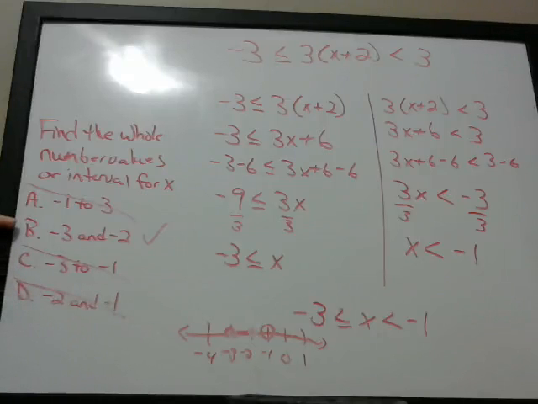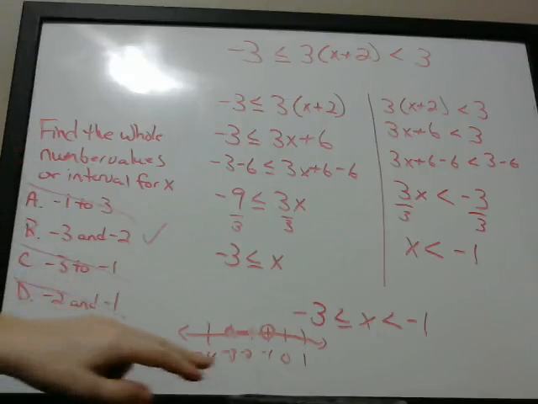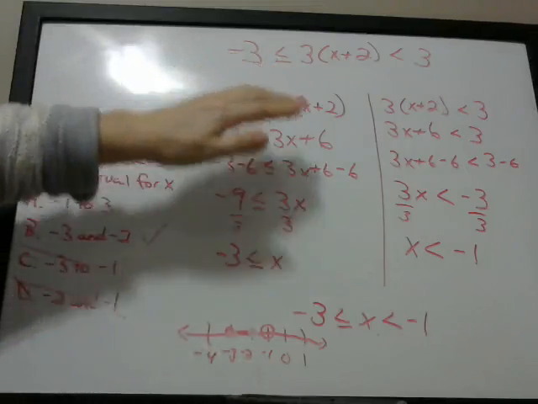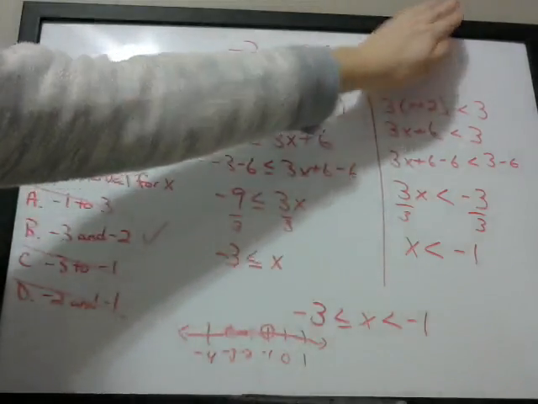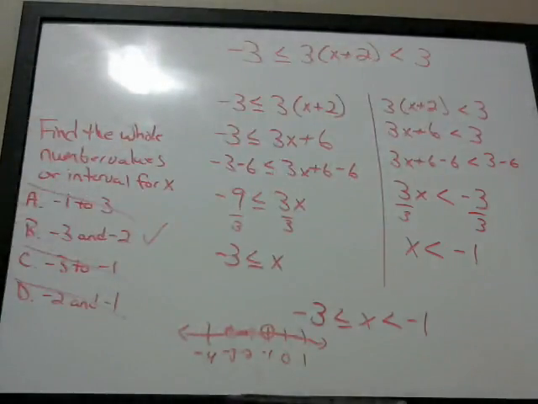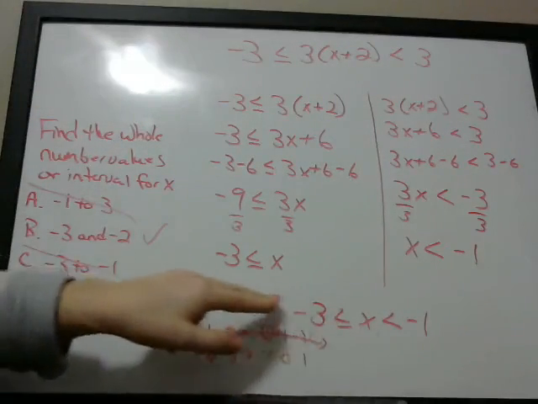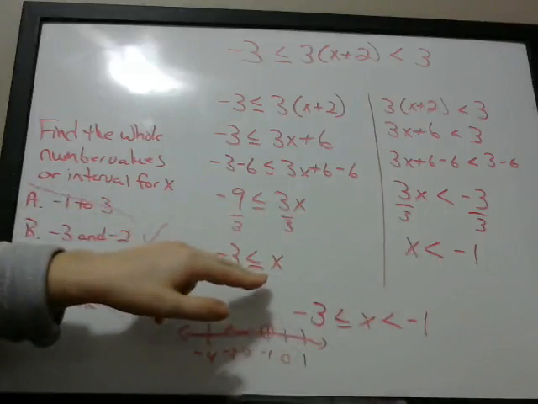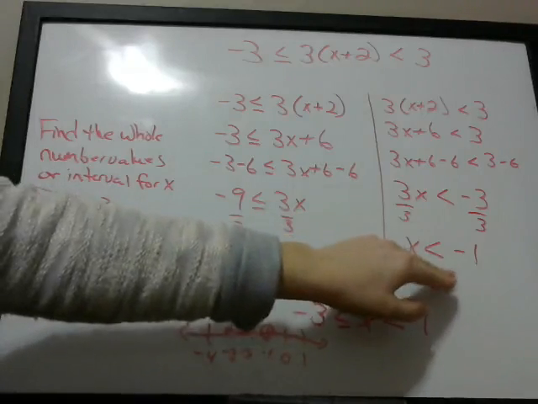So the correct answer is the two whole numbers are negative 3 and negative 2. So when you see a problem like this, you basically break it up into two parts. Solve for x like you would any other algebra problem, but you have to put them together at the end because it's like an and statement. It has to satisfy this and it has to satisfy that.